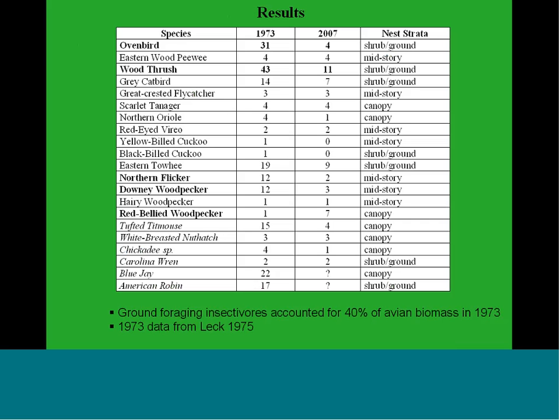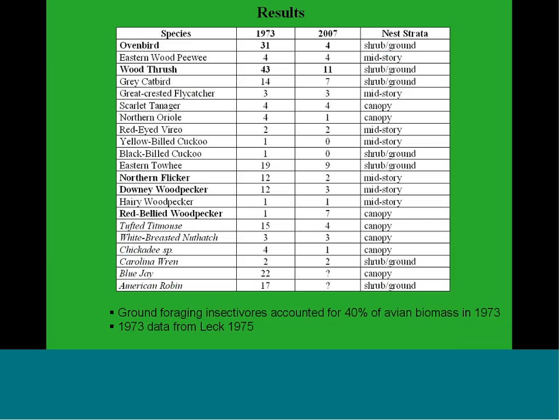Next slide. These are some very rough results. It's just from 1 year of our study, and we're continuing it, so there are a lot of confounding variables in here. But what I want you to pay attention to is the ovenbird, which in 1973 had 31 breeding pairs. In 2007 there were 4. And the wood thrush, where in 1973 there were 43 breeding pairs, and in 2007 there were 11. These are both the dominant shrub and ground birds that used to be in the forest.